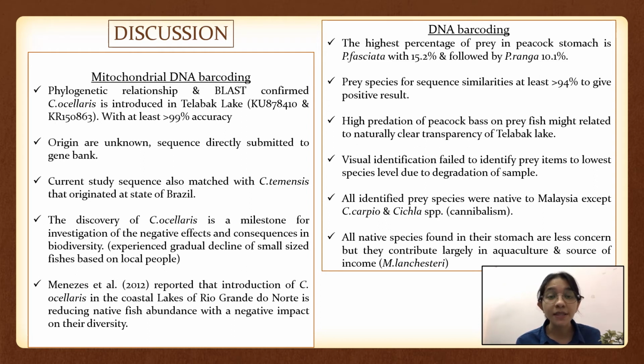However, the origin of this species is unknown. The current study also matched C. temensis with 99.84%, which shows the origin is in the states of Brazil. This finding is crucial for investigations of the C. ocularis impact on Talabat Lake, where local people experience gradual declines of small-sized fishes, while DNA barcoding shows that the highest prey in peacock bass stomachs is P. fasciata with 15.2%, followed by Piranga with 10.1%. All prey species found in peacock bass stomachs are native species that are of less concern to people, though species such as Macrobrachium lanchesteri are important to local people as food.